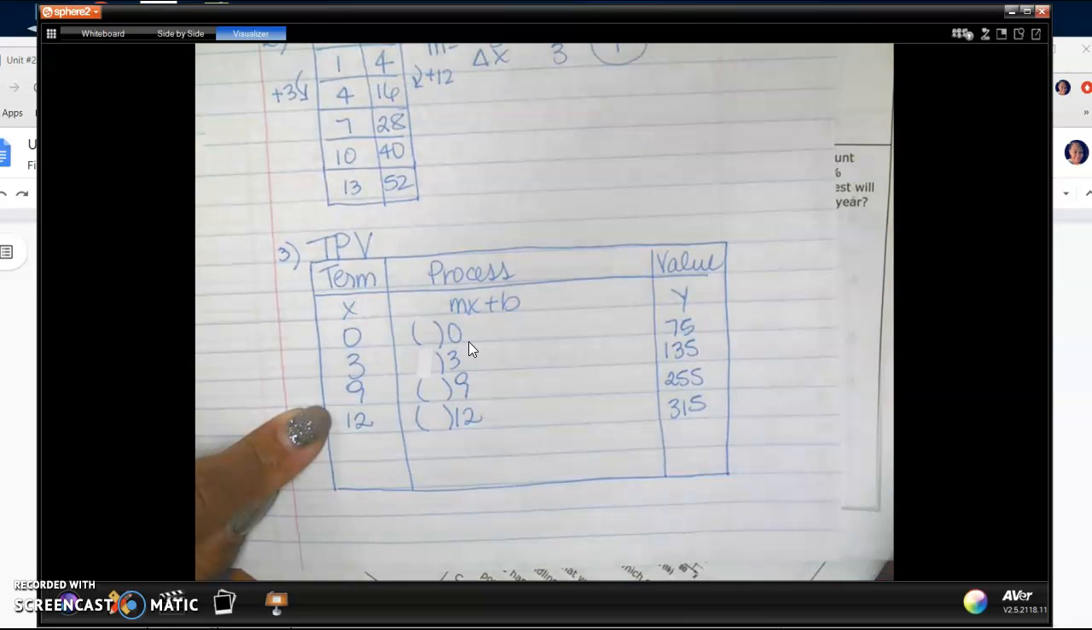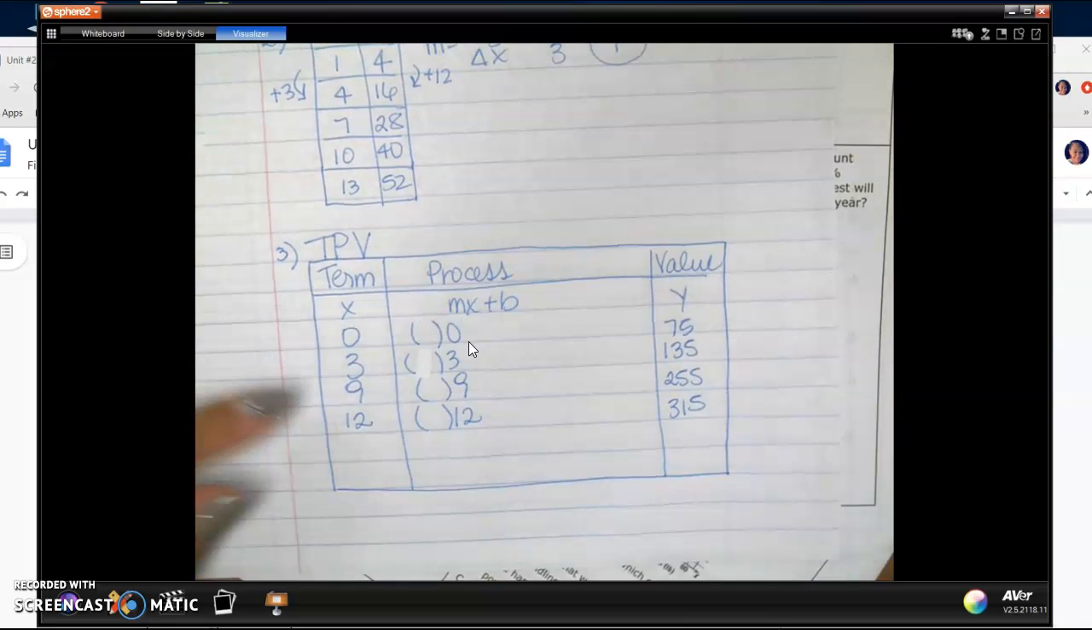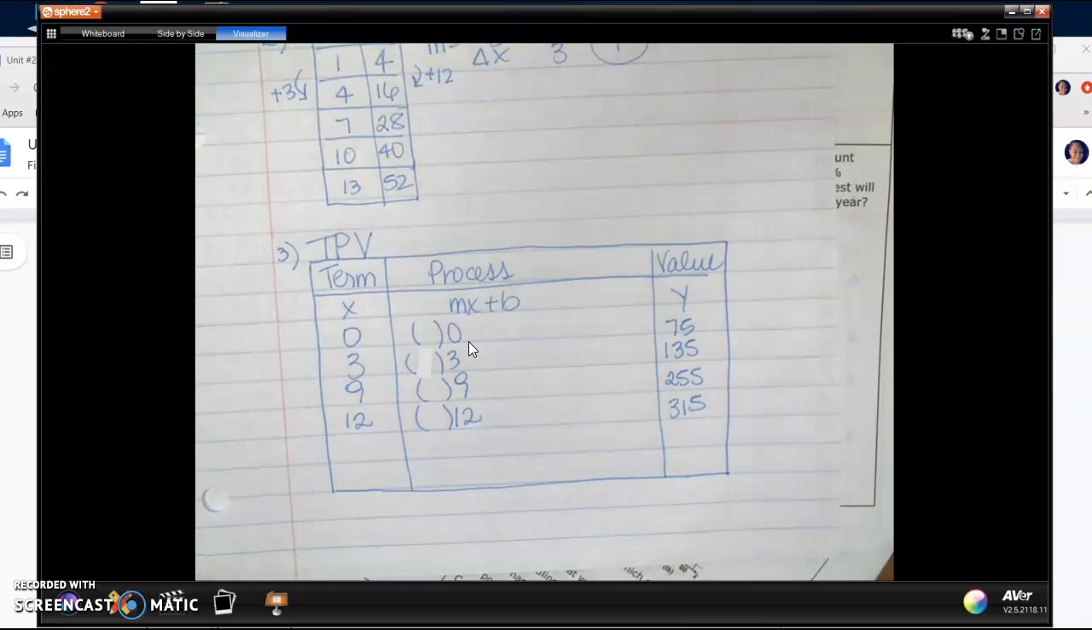That's part A. What's part B? Find the rate of change. Ding, ding, ding. How do I do that?